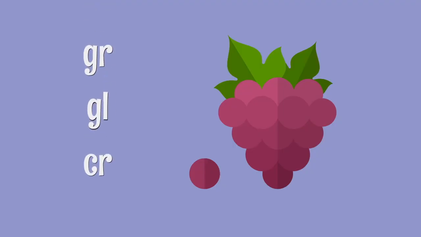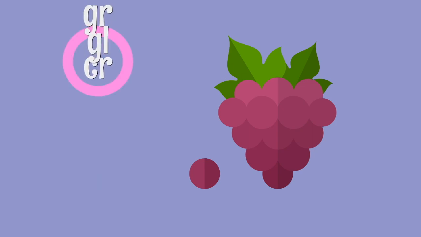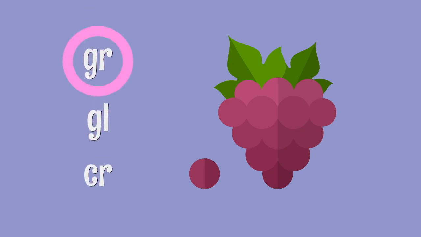Now let's try this one. Do you know what the picture is? Which beginning blend matches the picture? That's right. The picture is a picture of grapes. So the beginning blend is GR, grapes.